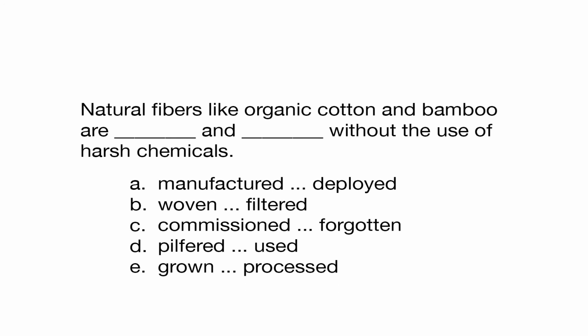Natural fibers like organic cotton and bamboo are blank and blank without the use of harsh chemicals. Is the answer A, manufactured and deployed, B, woven and filtered, C, commissioned and forgotten, D, pilfered and used, or E, grown and processed? The answer is E, grown and processed.